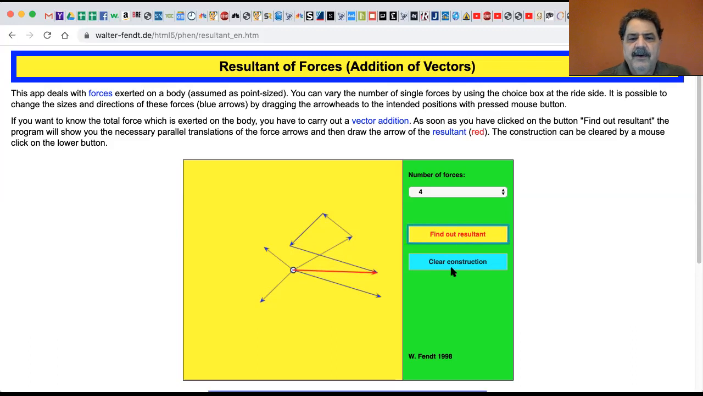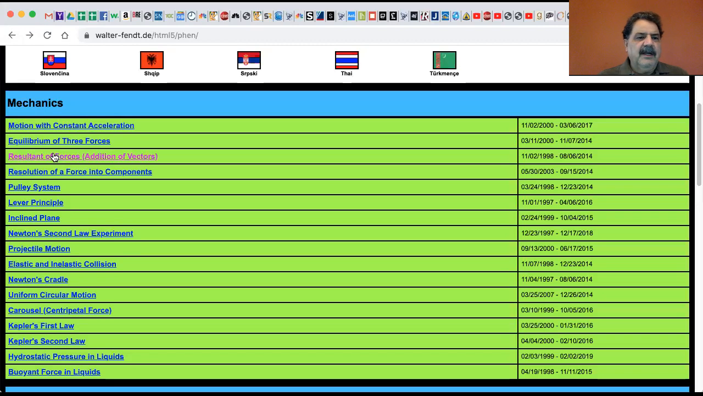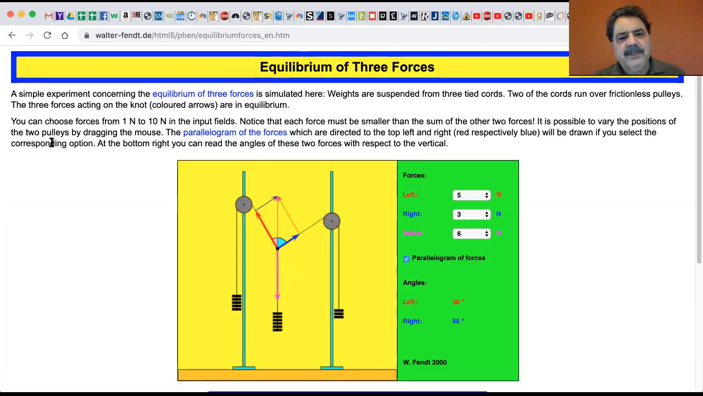Just to make you aware, he does have other vectors. I've included this one on the little assignment page. It's not part of the assignment, but it shows you the equilibrant. That's something we're going to be working with on Monday.